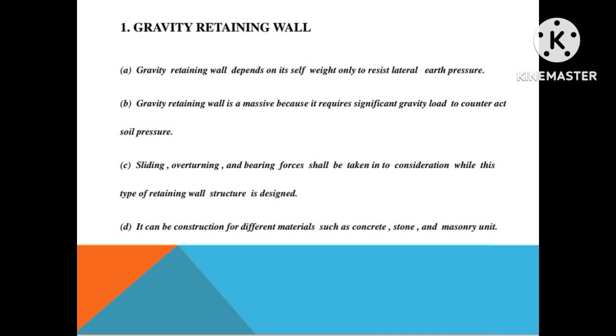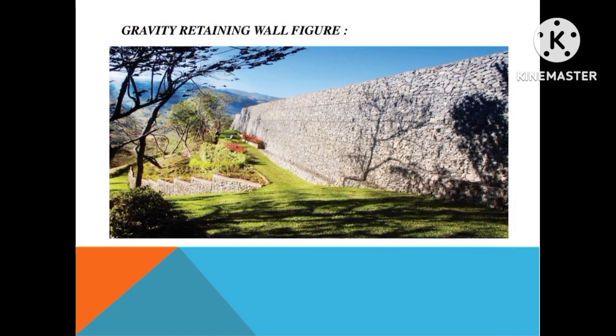It can be constructed from different materials such as concrete, stone, and masonry units. See this figure to identify the gravity retaining wall.